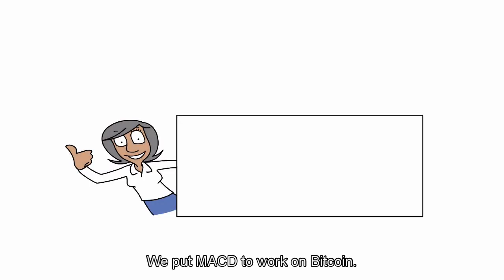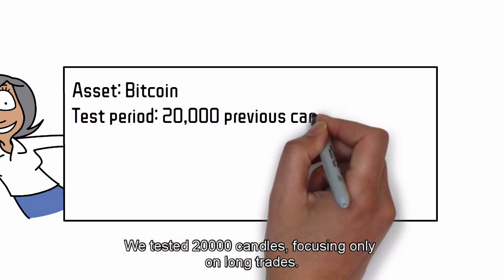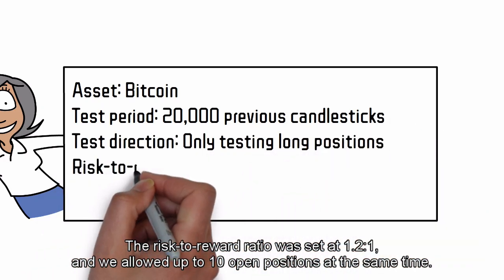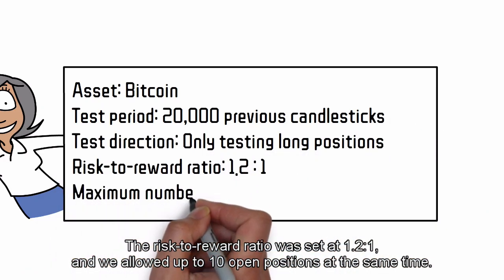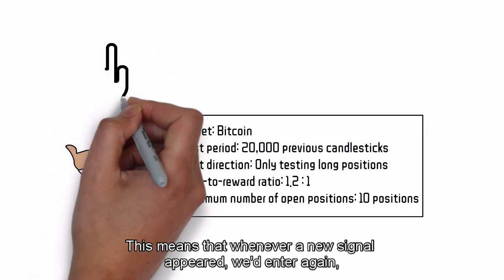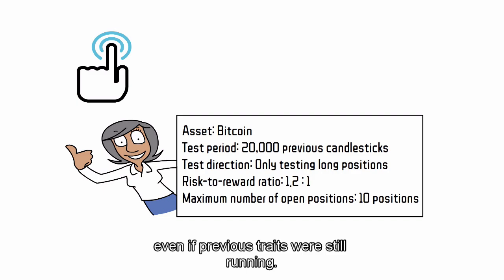Alright, let's talk testing. We put MACD to work on Bitcoin. We tested 20,000 candles, focusing only on long trades. The risk-to-reward ratio was set at 1.2 to 1, and we allowed up to 10 open positions at the same time. This means that whenever a new signal appeared, we'd enter again, even if previous trades were still running.